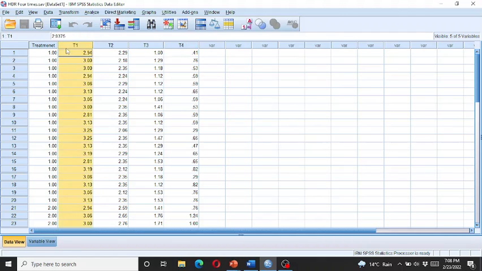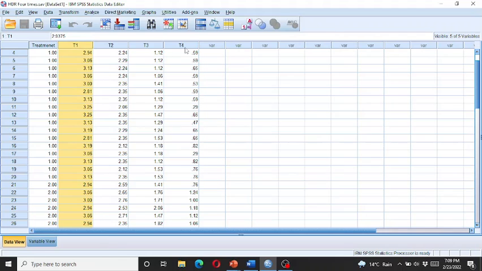The first is the time 1 data, that is actually the data collected before the treatment, and here we have the 2 types of treatment. One is the CBT and other is the EMDR. So the time 1 means the data which is collected before the treatment, while the time 2 is the data which is collected during the treatment. The time 3 is the data collected at the end of the treatment, while the time 4 is the data collected at the follow-up stage.